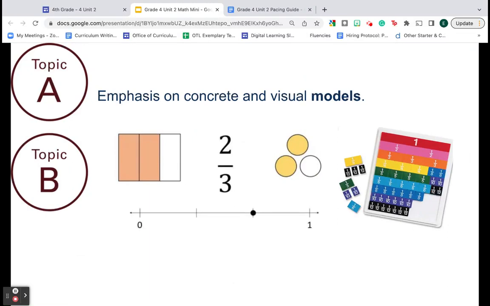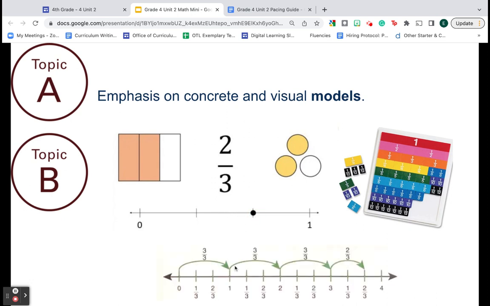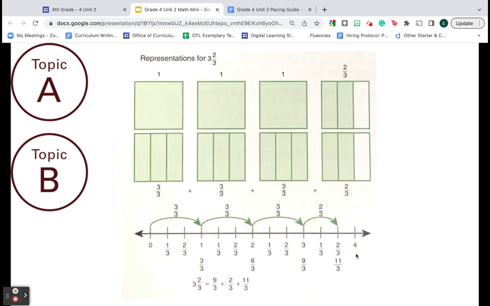Just like in Unit 1, reminder, please use lots of concrete and visual models. I know we have fraction tiles and we love area models. Don't forget number lines too. And they're not just for identifying fractions, they're actually helpful for adding and skip counting and subtracting and multiplying fractions. They can be used to help us understand equivalence.